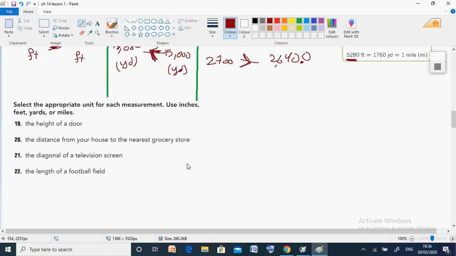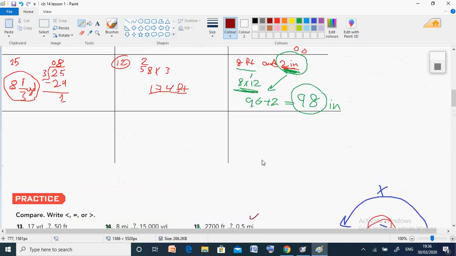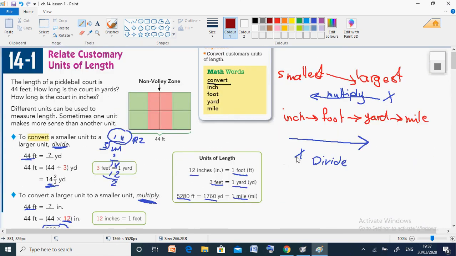Now, look here. Select the appropriate unit of each measurement. Use inches, feet, or yard. Okay? Now, before that, let me explain again. Let me go back here.